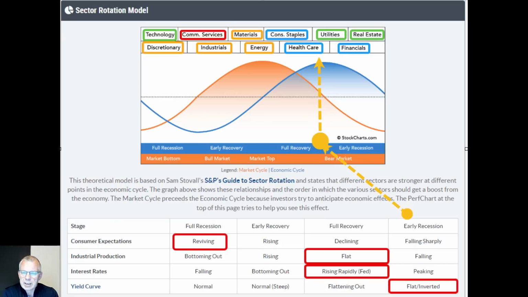And then we have the wrap up. So what does this all mean?